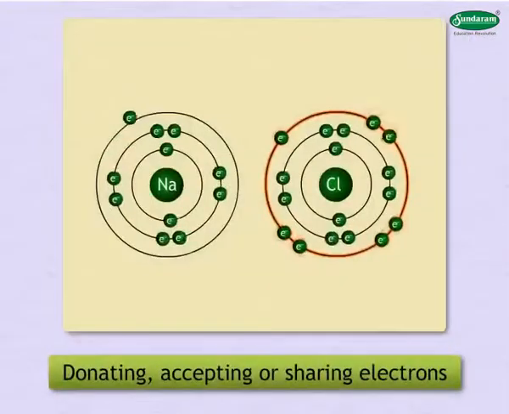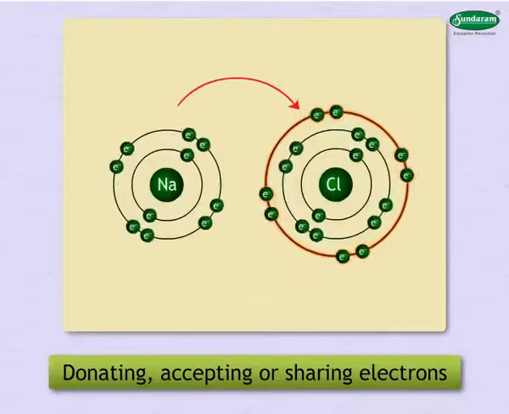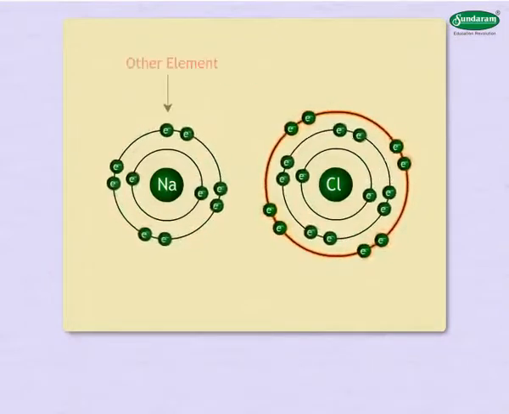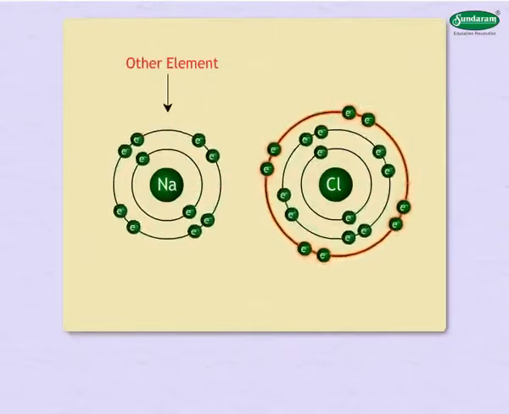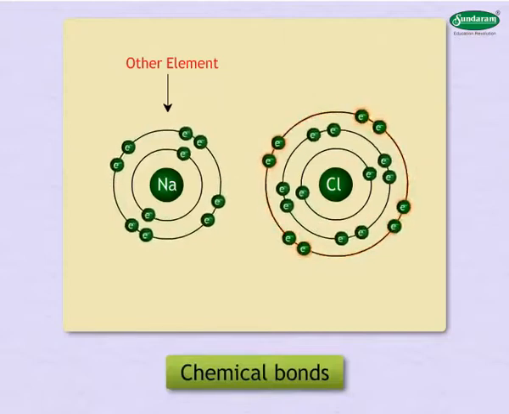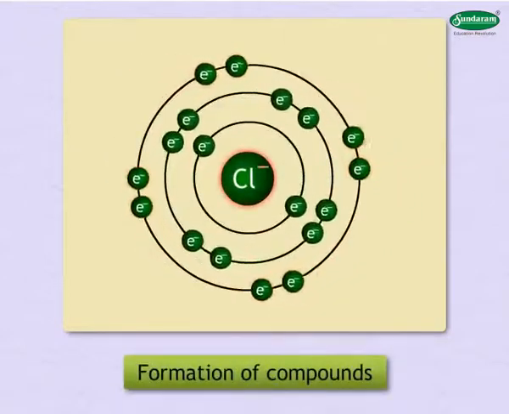They do so by donating, accepting, or sharing electrons of the outermost orbit with electrons of other elements. In doing so, they form chemical bonds with the other elements, leading to formation of compounds. Valency. Examples. Students, see a few examples.